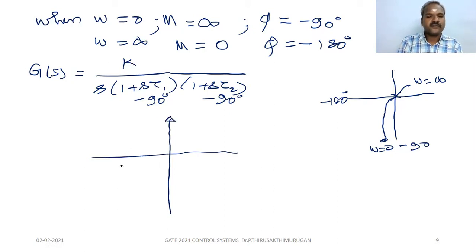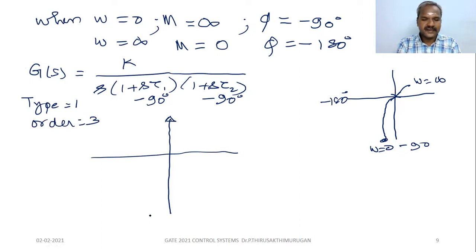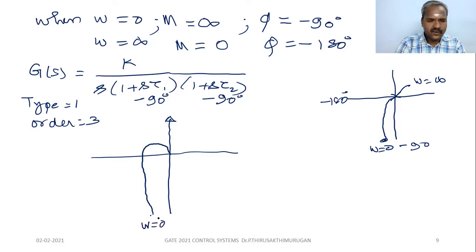So this is the polar plot for this transfer function. This is type 0, type 1, order 3. So it starts at infinity and approaches towards the minus, right? So this is when omega is 0, it is increasing manner. So at this stage, magnitude is infinity. Here omega is infinity, magnitude is 0.